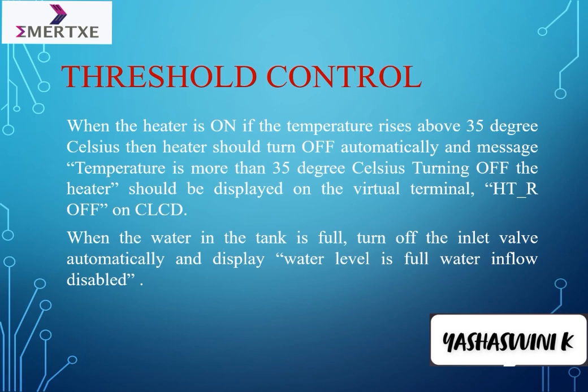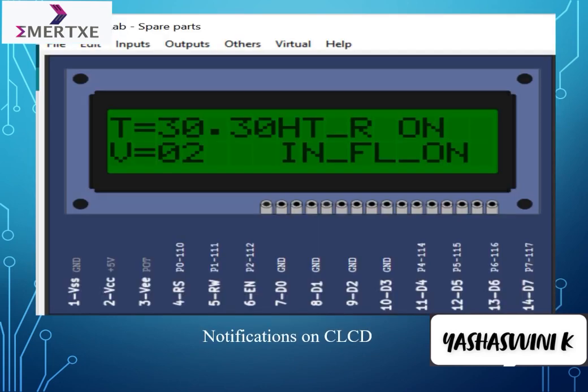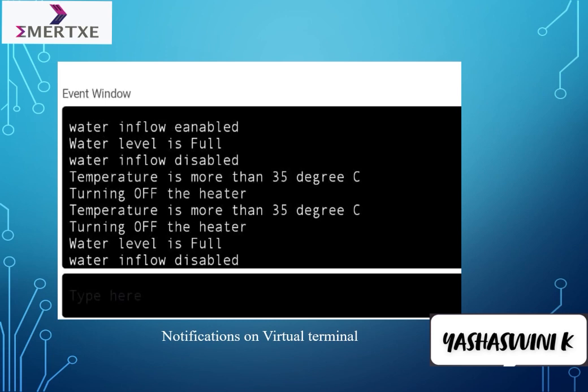When the water in the tank is full, turn off the inlet valve automatically and display 'Water level is full, inflow disabled'. This is a CLCD which acts like a dashboard, and here we'll get to know about the temperature or any notification. It will be displayed on the CLCD. In the event window, this is our output: water inflow enabled, water level is full, water inflow disabled, and temperature is more than 35 degrees. It will all show in the event window.